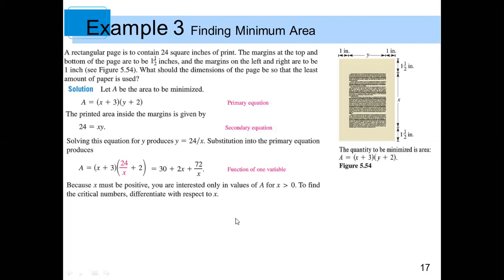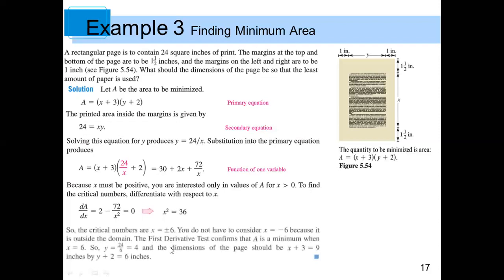So to find the critical numbers, differentiate, and you'd have 2 minus 72 over x squared. Set that equal to 0 to find your critical number. You get x squared equals 36. Again, when you take the square root, you get plus or minus 6, but since we're in a real life situation where you have measurements, the answer of negative 6 can be thrown out. And the first derivative test confirms that A is a minimum when x equals 6.